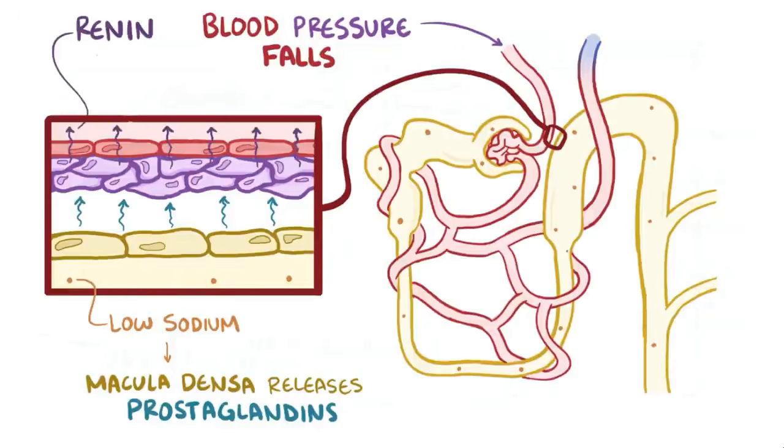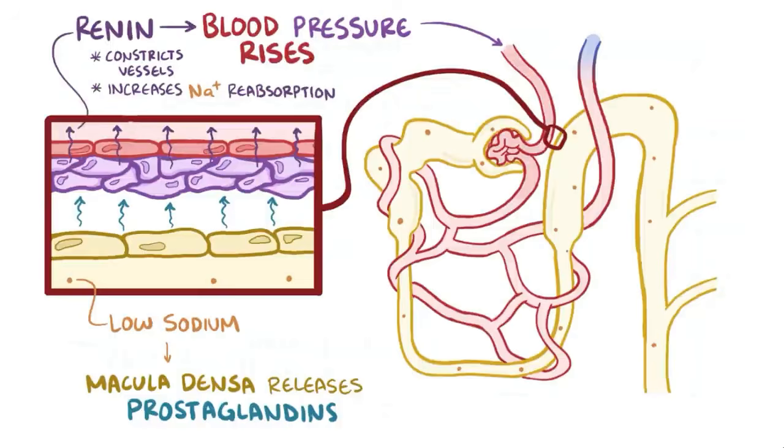In addition, the juxtaglomerular cells are able to directly sense low pressure in the afferent arteriole, and also respond to sympathetic nerve fibers to release renin. Now, renin helps to constrict blood vessels and increases sodium reabsorption in the nephrons, which ultimately causes blood pressure to rise. Normally, as the blood pressure rises, the juxtaglomerular cells are no longer triggered to release renin, so balance gets restored.